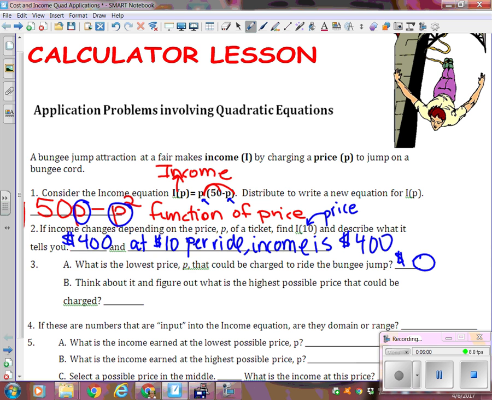Then it says think about it for a second and figure out what's the highest possible price that could be charged. What in the world could we charge? You kind of have to think about the equation. Here's where we're going to use our calculator to help us figure it out. We're going to use the table, okay? So we're going to use y1 equals, and we're going to use the table to help us figure it out.